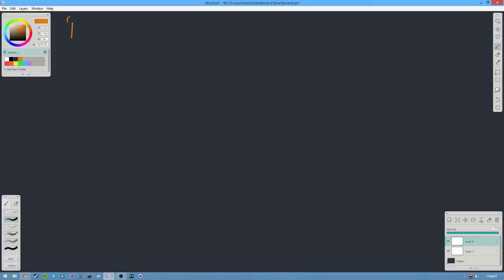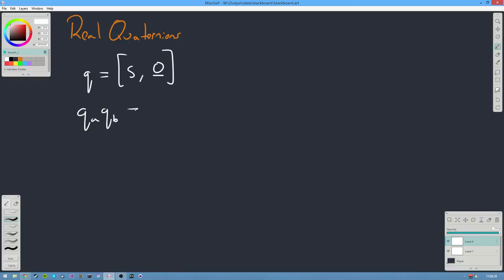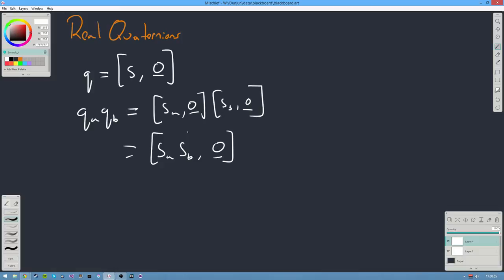Now we're going to go on and talk about different types of quaternions you can have. So what we have are real quaternions. A real quaternion means it has no imaginary part, no vector part to it. So a real quaternion would have the scalar, and then nothing in the vector part, so it's a zero vector. So if you had two real quaternions multiplied together, SA times SB, this is actually the same as multiplying two scalars together. So this would be SA SB and a zero vector. And again, this is very similar to two complex numbers where they'd have no imaginary part.